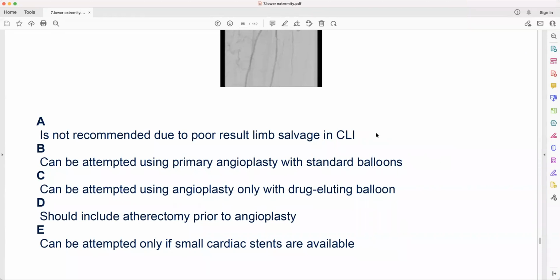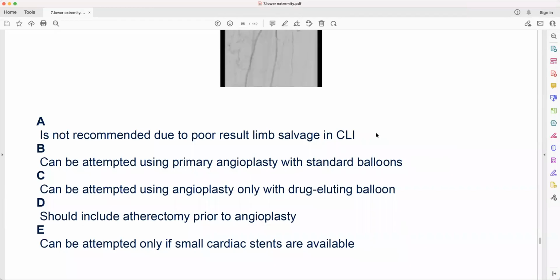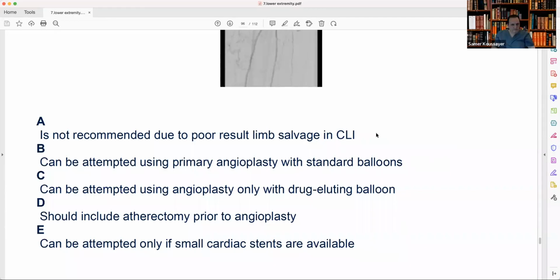Can be attempted using angioplasty only with drug-eluting balloons. Not really. You can use the standard balloon. None, as I said before, none of them. You see, drug-eluting balloon showed increased patency. So we go back: with critical limb ischemia, you have to talk about two completely different things, patency and limb salvage. Drug-eluting balloon showed increased patency, but the limb salvage is the same as a normal balloon.